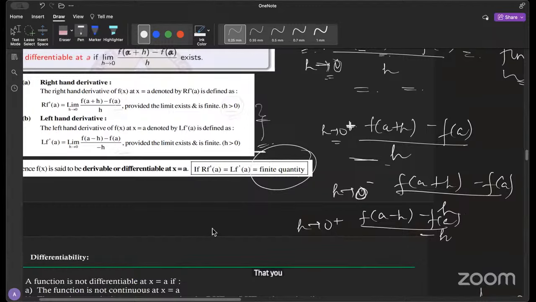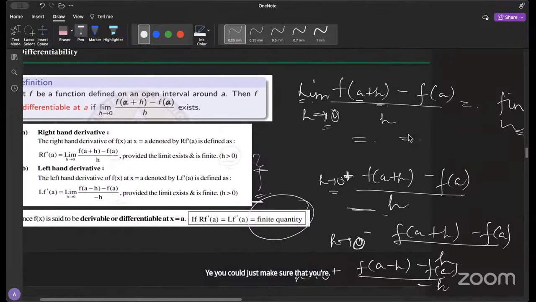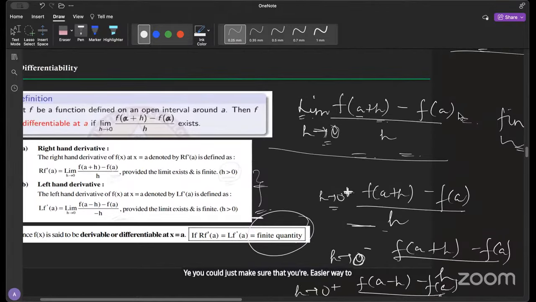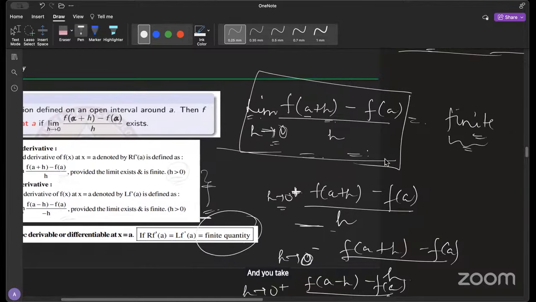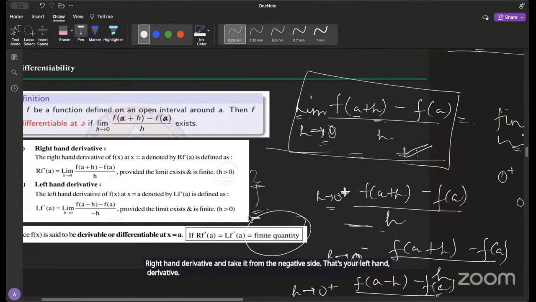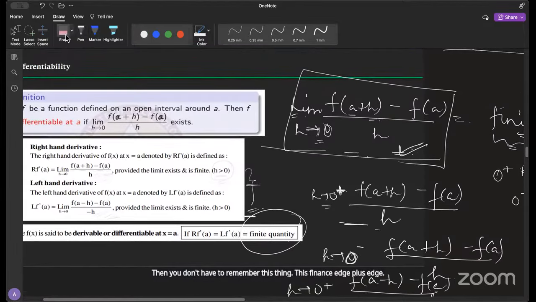That's the writing style you're saying. We can write it in any way, right? Yeah, that you can, but the easier way to do it is how I remember it. This is the limit, and you take the limit from both sides. You need this limit to exist. Take the limit from the positive side, that's your right hand derivative. Then take it from the negative side, that's your left hand derivative. Then you don't have to remember this minus h, plus h. Is that okay?